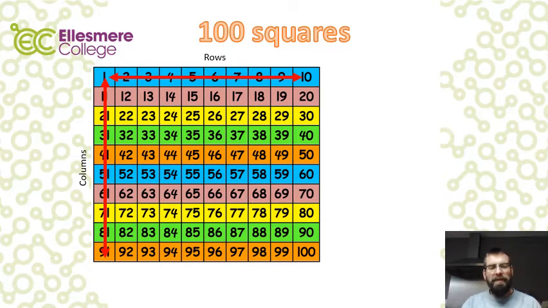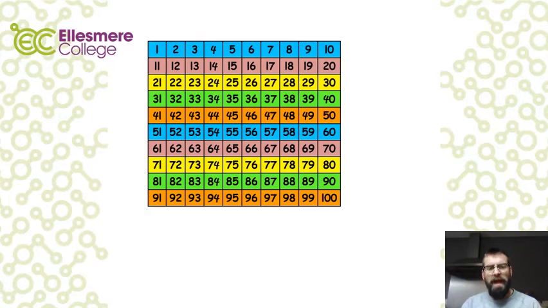So let's see how we can use 100 square to help us add up larger numbers. We can use the layout of 100 square to help us do addition problems. So in this example, we've got 56 add 23. The first thing to do is to find the first number. So we look for 56 on 100 square.